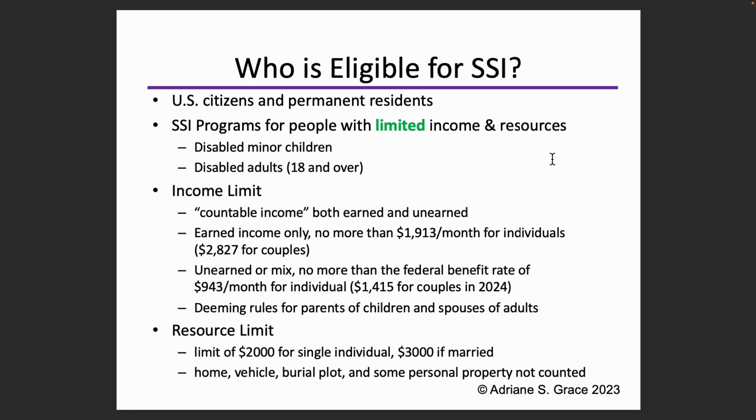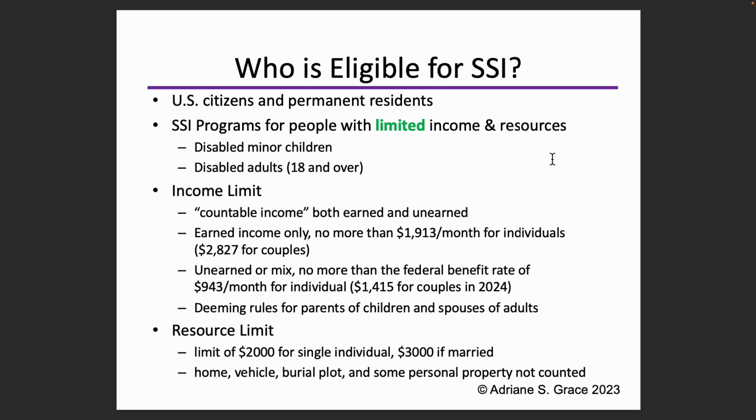With regard to income, it is possible to work, but there are some rules about that. For earned income, you can't have more than basically how much an individual could get. And for unearned income, or if you mix it, you can't make more than $943, which is what I just told you is the limit for 2024. For children under 18, they are going to look at the parents' income and resources. It's called deeming, if you ever hear that. So if your child is less than 18, they will not be eligible for SSI if your income and resources exceed these rules.